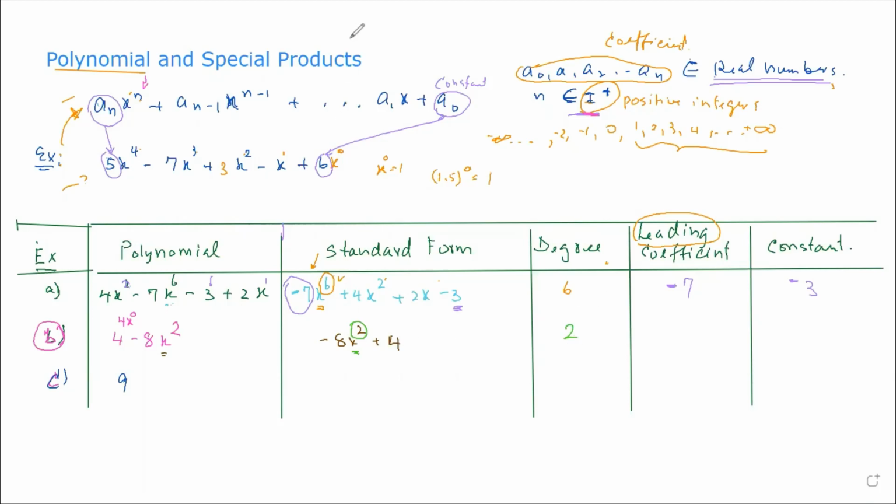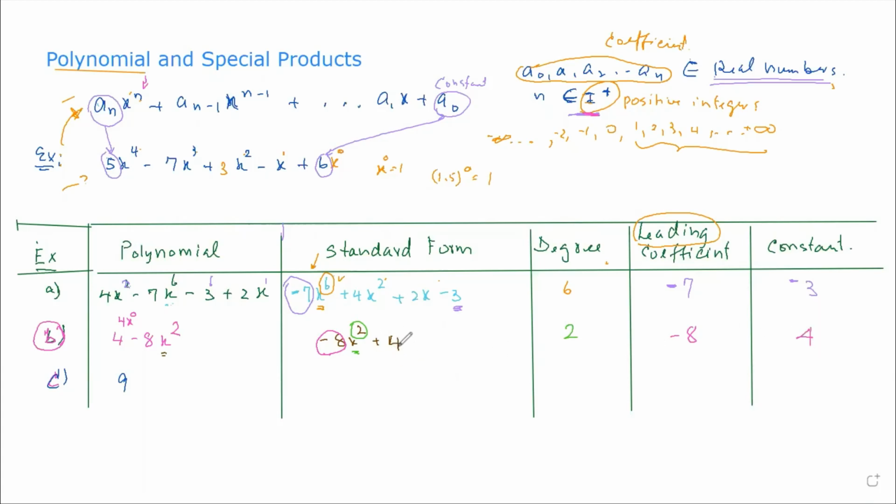And the leading coefficient is what? You take this one, because this 2 is the high degree. So you answer: leading coefficient equal to -8. Now the constant is what? 4, right away.